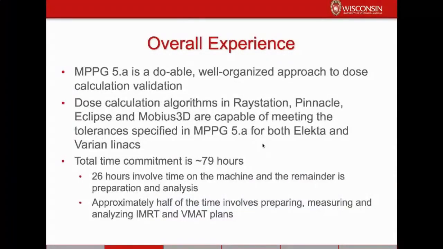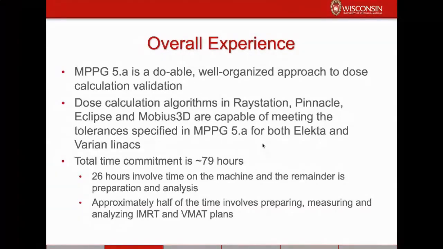So overall, we found that MPPG 5A is a doable, well-organized approach to dose calculation validation. In the years since I did it for the first time, I've done MPPG 5A for RayStation, Pinnacle, Eclipse, and Mobius 3D, and they're all capable of meeting the tolerances specified in MPPG 5A for both Elekta and Varian Linacs. And I guess I can add ViewRay to that list as well.